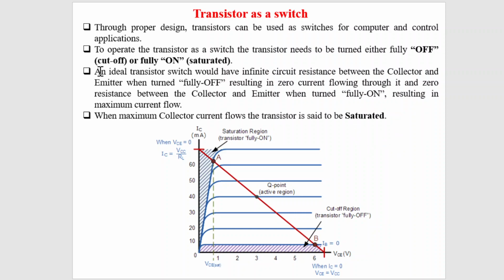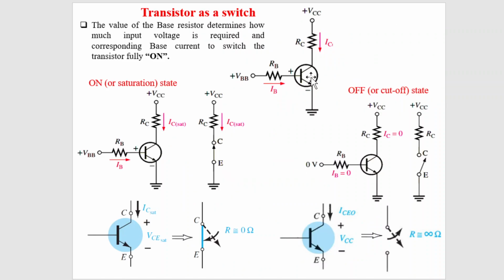Whatever I have explained, let us see how the circuit diagram of a transistor as a switch will look. We should have a transistor, then collector resistance, base resistance, input power supply, and the DC collector voltage supply. The most important thing when we are using a transistor as a switch is the base resistance, because the value of the base resistance decides the base current, and this base current decides whether collector current will flow or not.